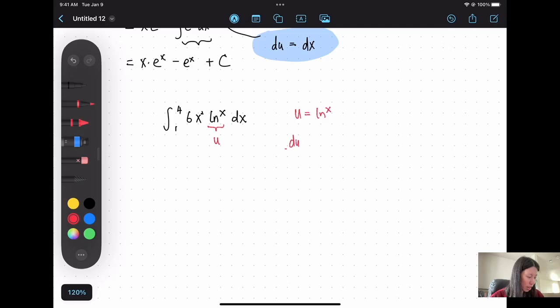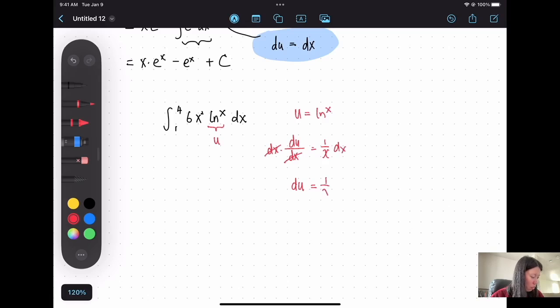So when we take the derivative, du over dx is equal to the derivative of ln x, which is 1 over x. When I simplify it, I have du equals 1 over x times dx on both sides. So, oh, sorry, I should cross out the wrong one.